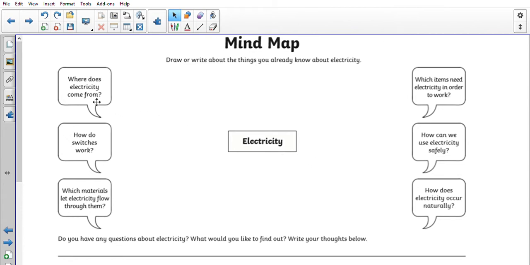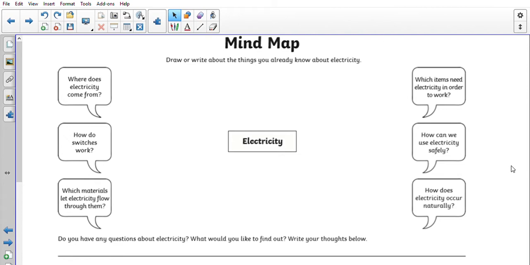So the questions which I want you to think about are: where does electricity come from? How do switches work? Which materials let electricity flow through them? Which items need electricity in order to work? How can we use electricity safely? And how does electricity occur naturally? So what I would like you to do is pause the video and complete your mind map, remembering to write some questions of your own that you would like to know.